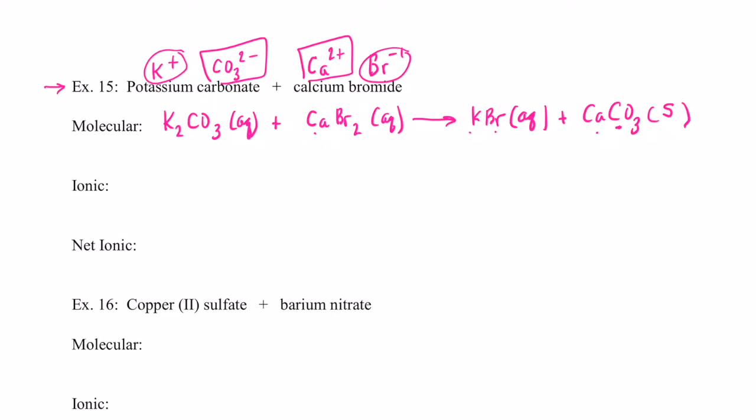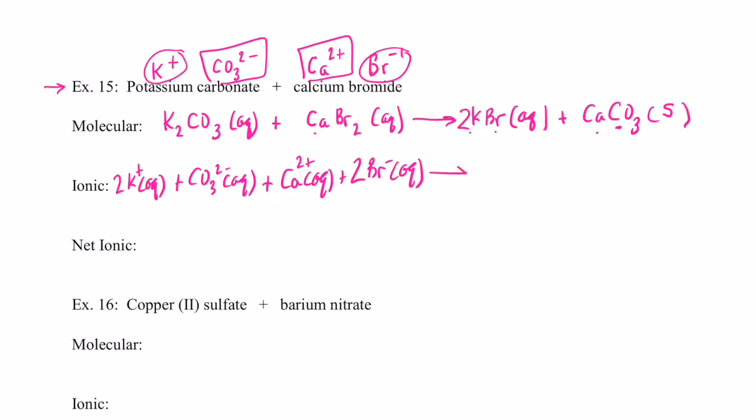Now let's balance this molecular equation. Looks like I need 2 potassiums and 2 bromides on the product side, so I'll put a 2 there to balance that. Now let's write this ionically. Okay, so when potassium carbonate is dissolved in water, won't I get 2 potassium ions surrounded by water molecules and a carbonate ion surrounded by water molecules? Calcium bromide, AQ, I have a calcium ion surrounded by water and 2 bromides surrounded by water. CaBr2 gives me a calcium and 2 Br negatives.